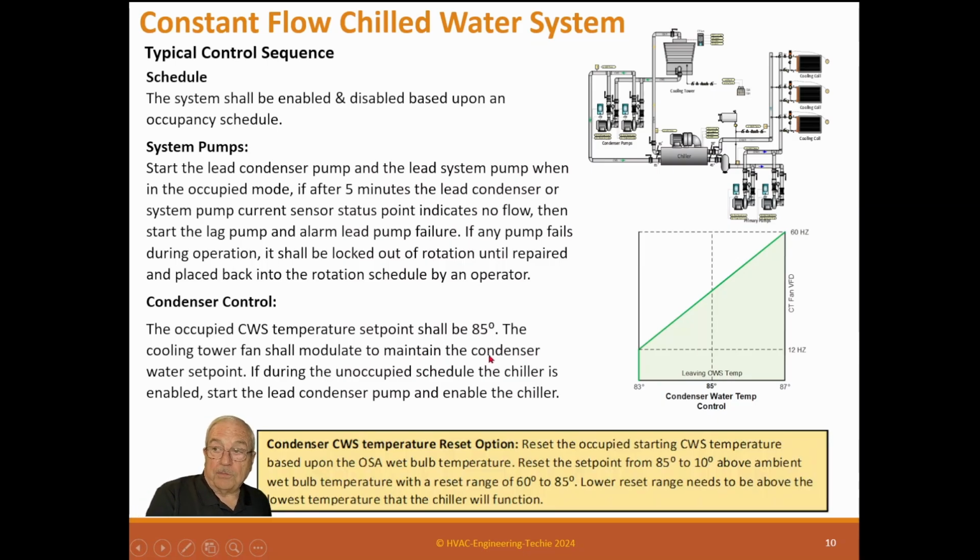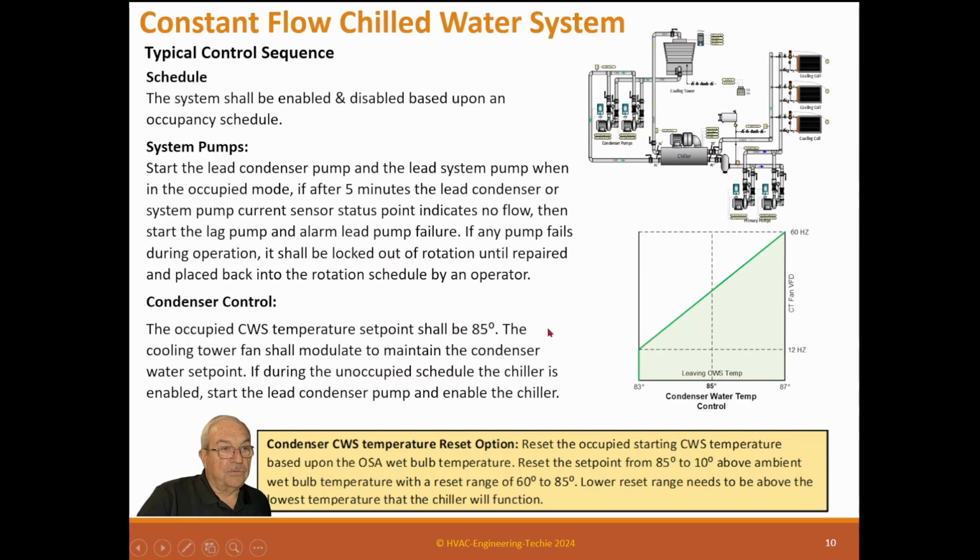Condenser water temperature reset option. There is another way to do the temperature. Reset the occupied start condenser water temperature based upon the outside or wet bulb temperature. Reset the set point from 85 to 10 degrees above wet bulb with a reset range of 60 to 85 degrees. Lower the reset range needs to be above the lowest temperature that the chiller will function.